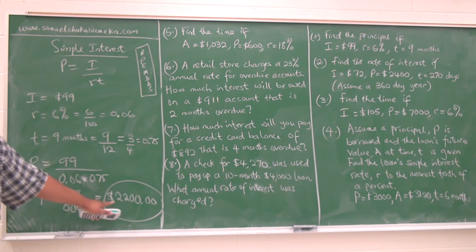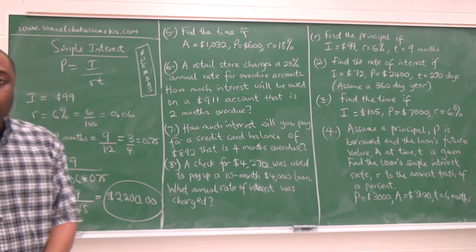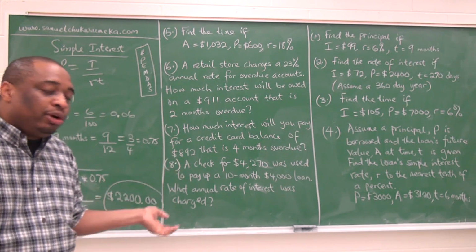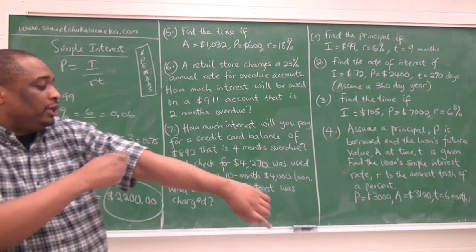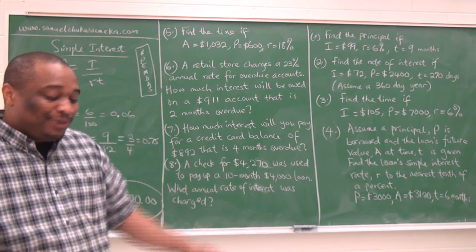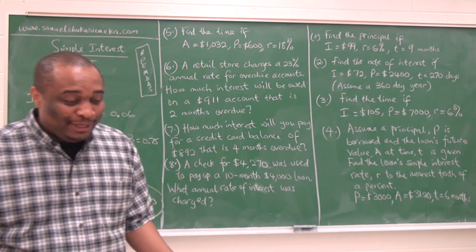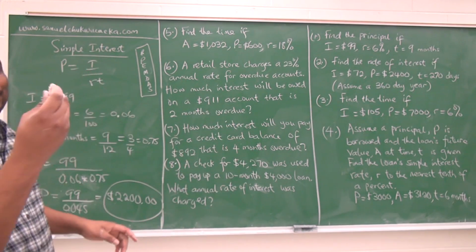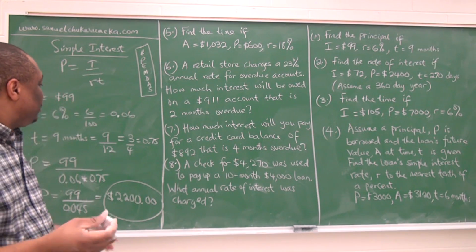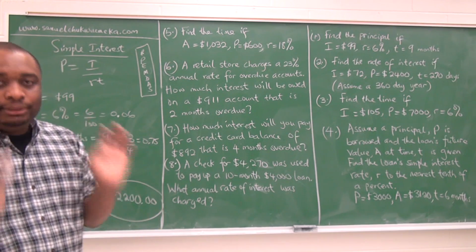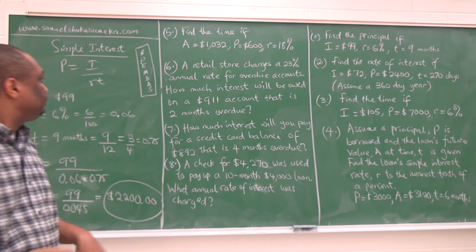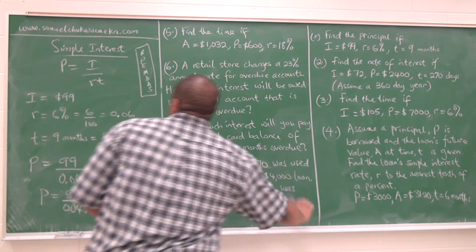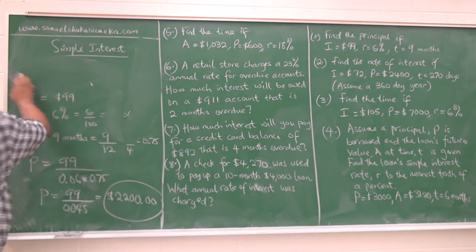If you don't put your unit, it is wrong. If you just write 2,200, it could be 2,200 shoes, 2,200 shirts, 2,200 calculators, or 2,200 pieces of chalk. So you must put your unit. You must do that. Dollars. Okay, we are done with one. And if we are done, then we can have some space.